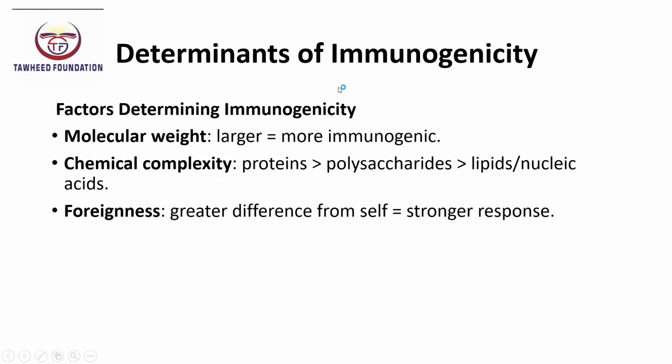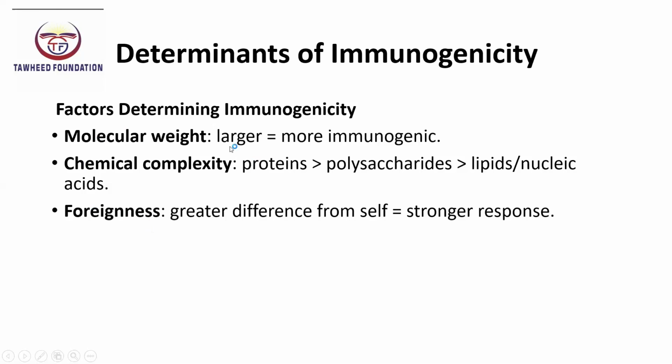Factors determining immunogenicity. Not all antigens are equally effective in stimulating the immune system. The degree to which a substance can trigger an immune response is called immunogenicity, and it is determined by several important factors, that is molecular weight, chemical complexity, and foreignness.